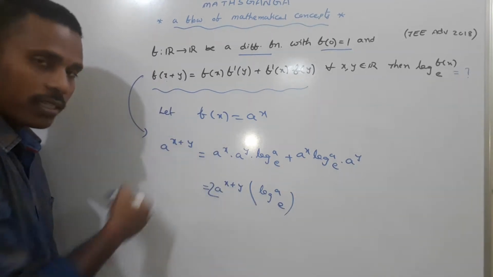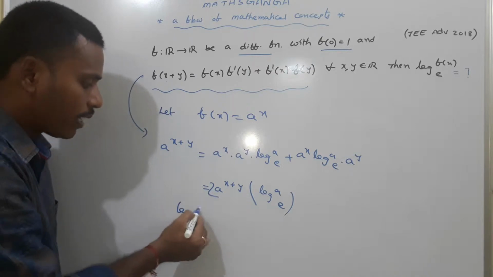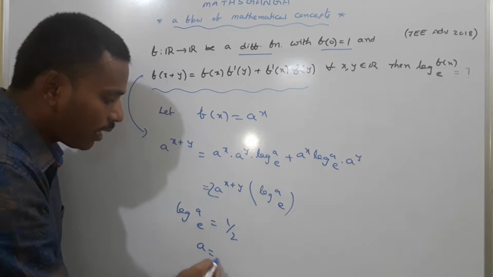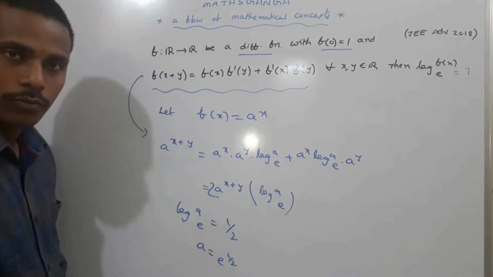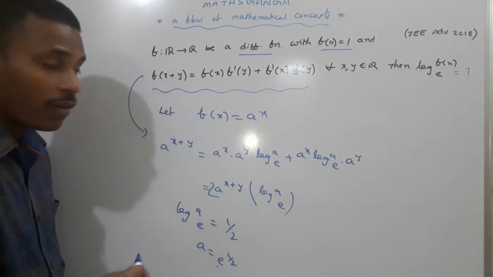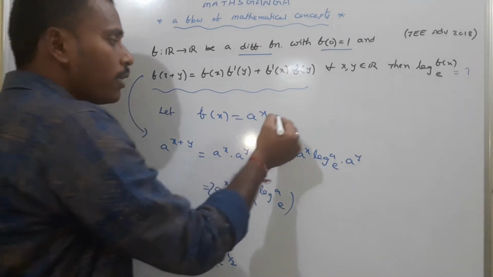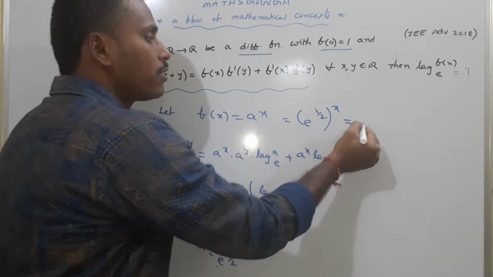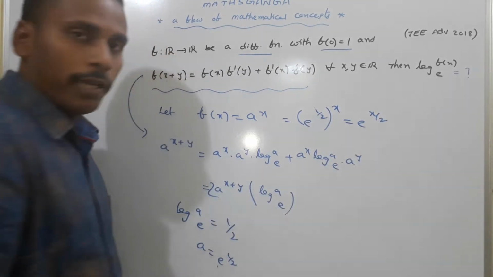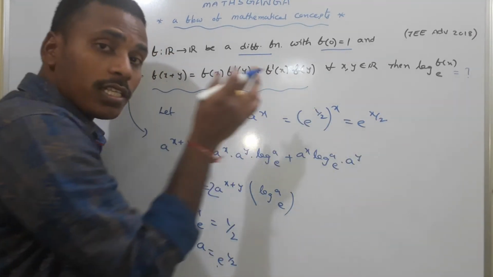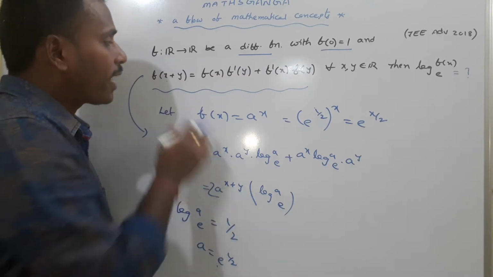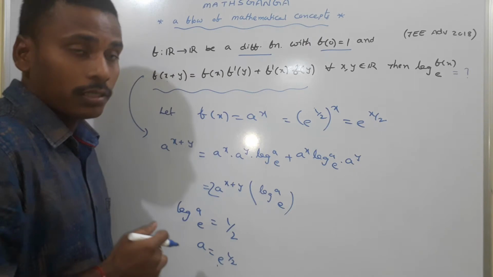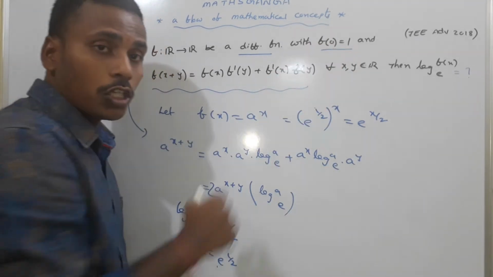And if you cancel out that a power x plus y, we have log a base e equal to 1 by 2. And finally, what is a? a is e power 1 by 2. So if you replace a by e power 1 by 2 in this function, it is nothing but e power 1 by 2 to the power x, which is equal to e power x by 2. Now e power x by 2 is the function which clearly satisfies the given functional relation as well as the given condition. What is the condition? f of 0 is equal to 1.